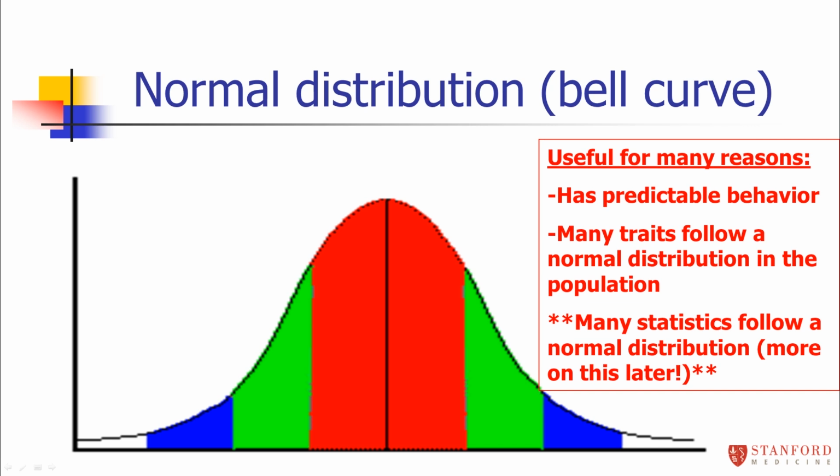Finally, the most important reason that the normal distribution is so important in statistics is actually that statistics themselves tend to follow a normal distribution. This is a bit of a tricky concept, but it's something I want to plant in your head now because we're going to be talking about this in great detail in a couple of weeks. It turns out that statistics, things we measure from our data like means and odds ratios and regression coefficients, those also have a distribution.